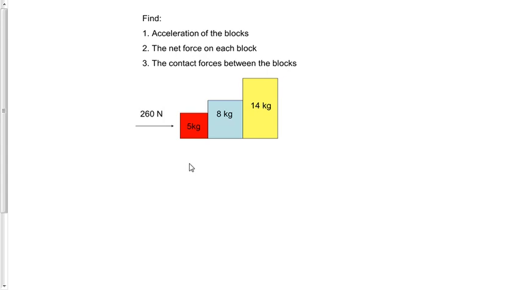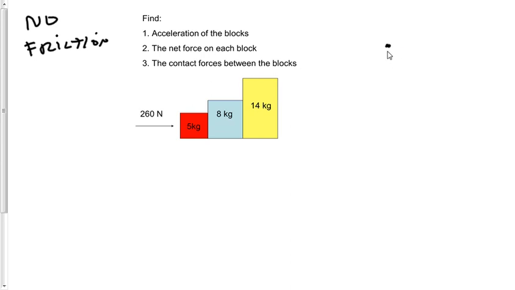Okay, now what about a system of blocks all pushed to the right with a 260 Newton force? Let's have a special condition in this case of no friction. We will now see how we can look at this as a system to find the acceleration of the blocks, the net force on each block, and the contact forces between the blocks.